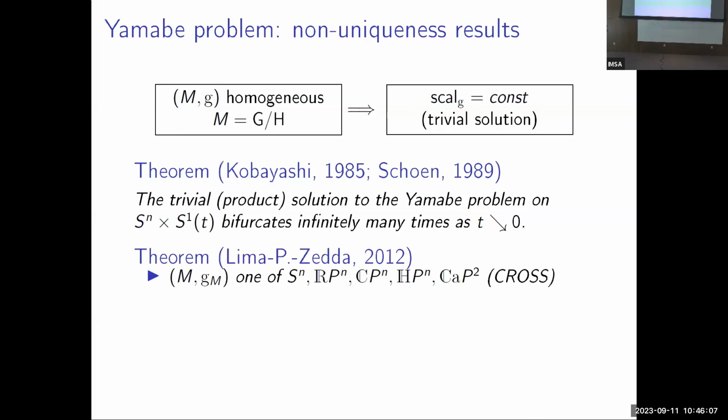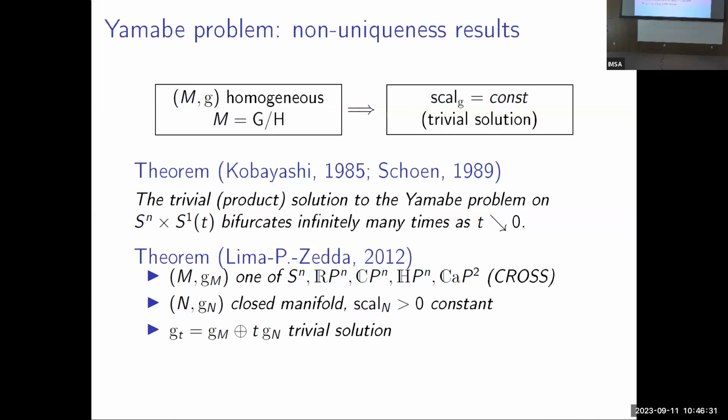And with some colleagues a few years ago, we proved similar results if you take what's called a CROSS, that is a compact rank 1 symmetric space. Spheres, projective spaces, something like this. You multiply by some closed manifold with positive scalar curvature. You take the product of them. So rather than S^n times S^1, we take any CROSS by any closed manifold with positive scalar curvature.